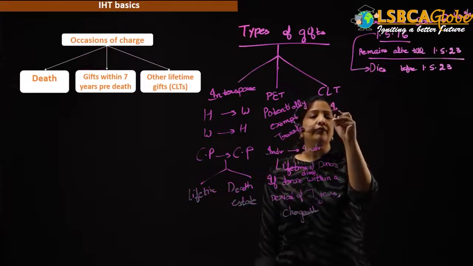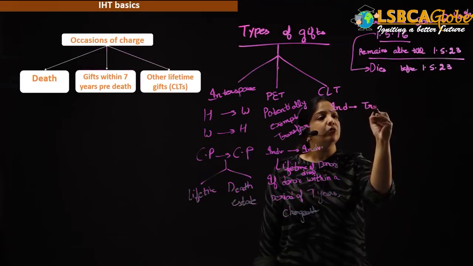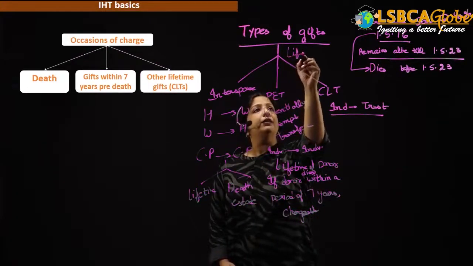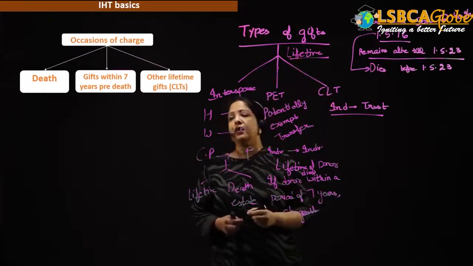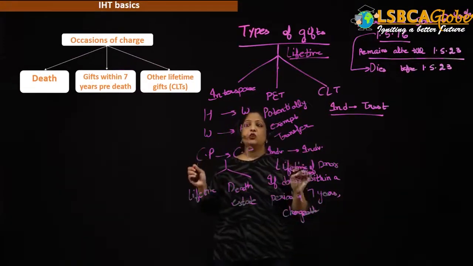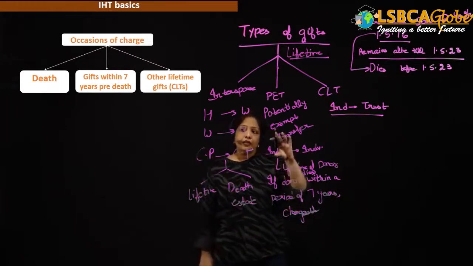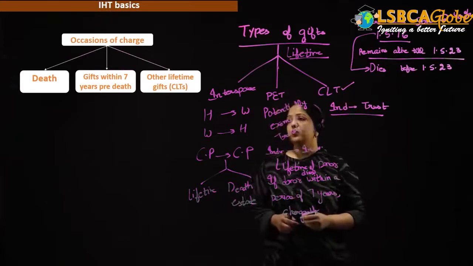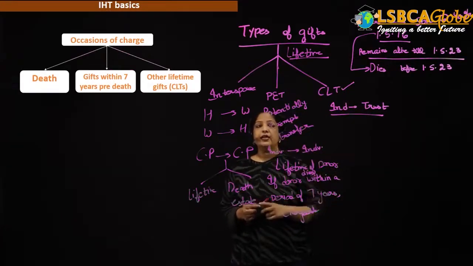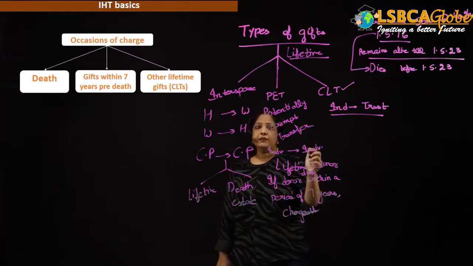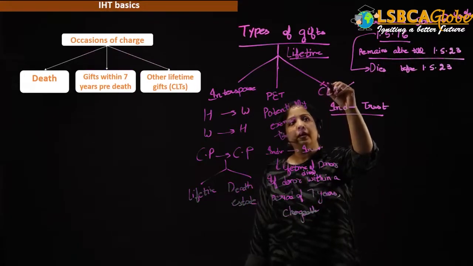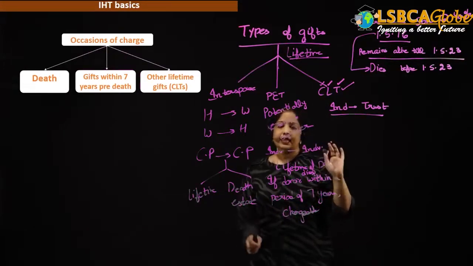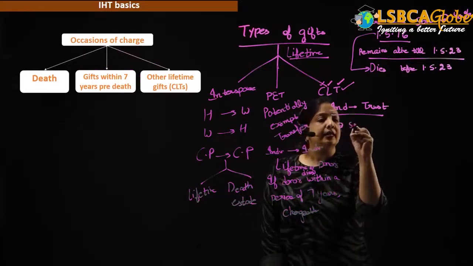Now, CLT. CLT is if an individual has given any gift to a trust. I am telling you all these lifetime gifts. If an individual has left anything to a trust during his lifetime, it is called a chargeable lifetime transfer. Right, class? Because it is a CLT, the name is chargeable: C for chargeable, lifetime transfer.